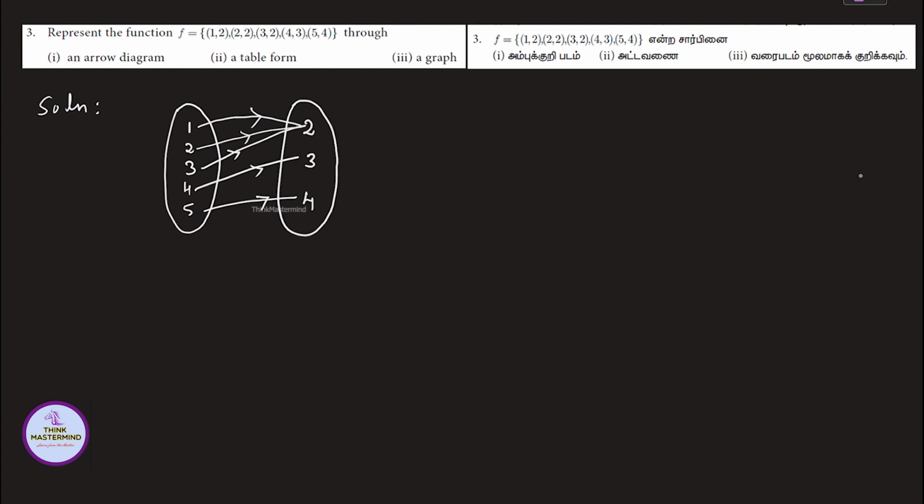function. It is clear. Then the table form: x value and the corresponding y value. The x values taken are 1, 2, 3, 4, 5, and the corresponding y value for 1 is 2 and 2 is also 2, 3 is 2 and corresponding to 4 is 3 and 5 is mapped with 4. So this is the table form.